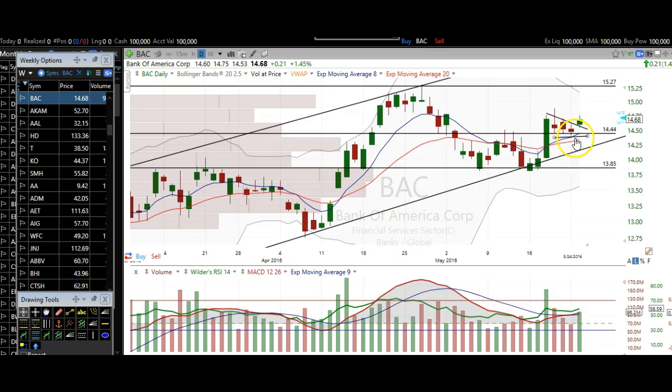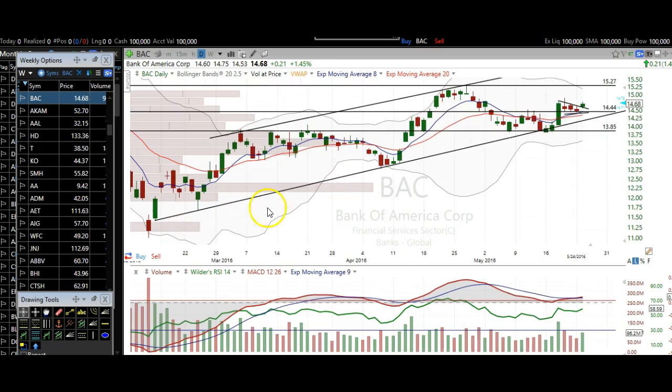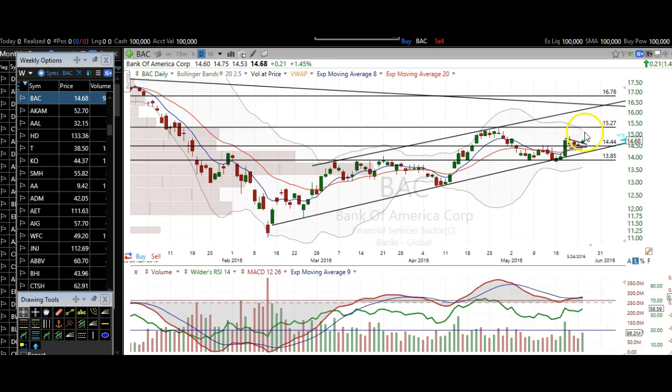But we held this level not even halfway through this candle right here, and then we saw a nice bullish increase in volume today. So definitely think that Bank of America can head higher. We've also got this uptrend line right here just below, and then that next resistance is going to be right around 15.25 or so from the highs of these candles right there.